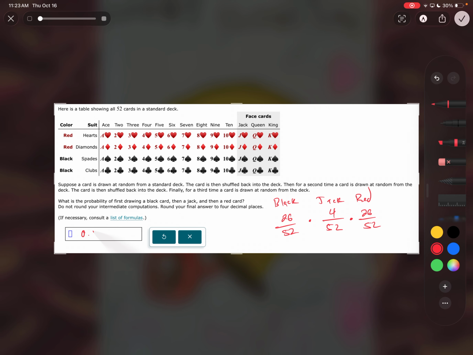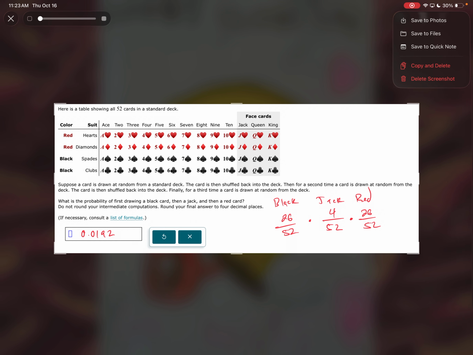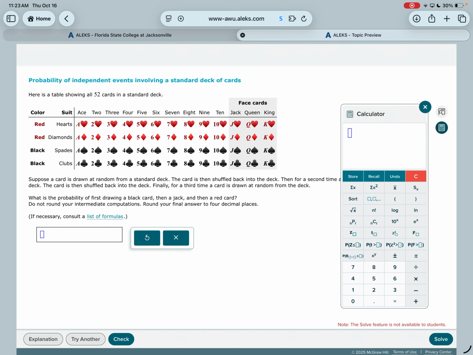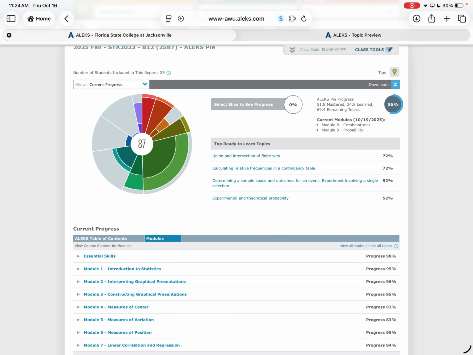Should be 0.0, what do I have to round to? 4 decimals? 0.0192. So this one is always going to be the total out of 52 because you put it back in there. In the ALEKS calculator, you can do fractions. So 26 divided by 52 times 4 divided by 52 times 26 divided by 52. You can just write it all out like that and get your answer. So use the calculator for that, and that's easy.